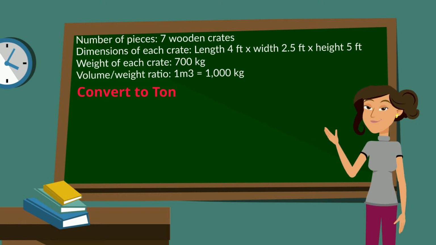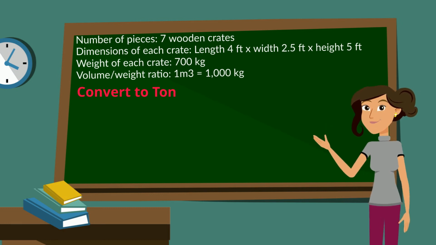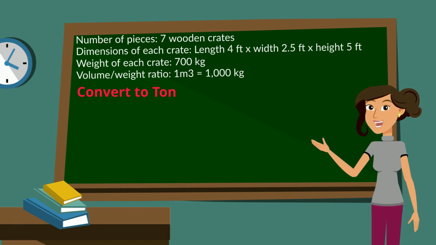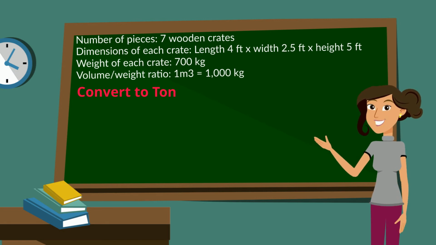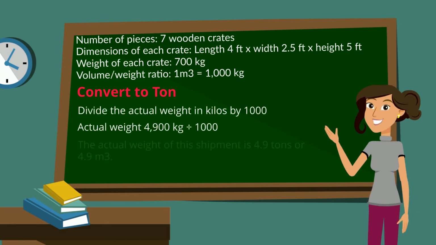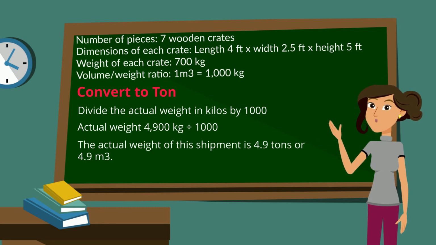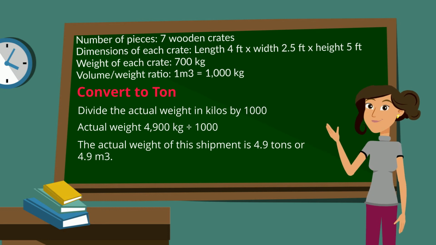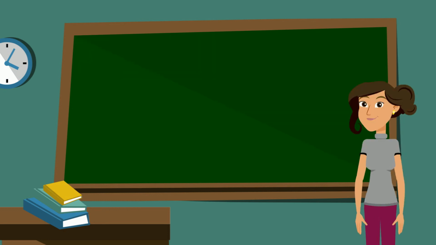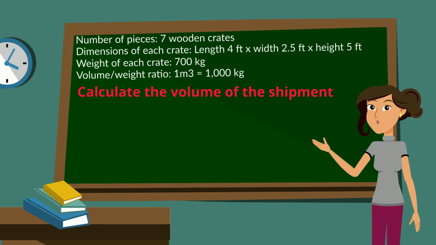So now that we have the weight of the shipment, we're going to do something a little bit different. We're going to convert to tons. In ocean freight, because the cargo is so large, it's easier to use tons rather than kilograms. So now that you have your kilogram weight, I want you to divide that by 1,000, and that's going to give you your tonnage.